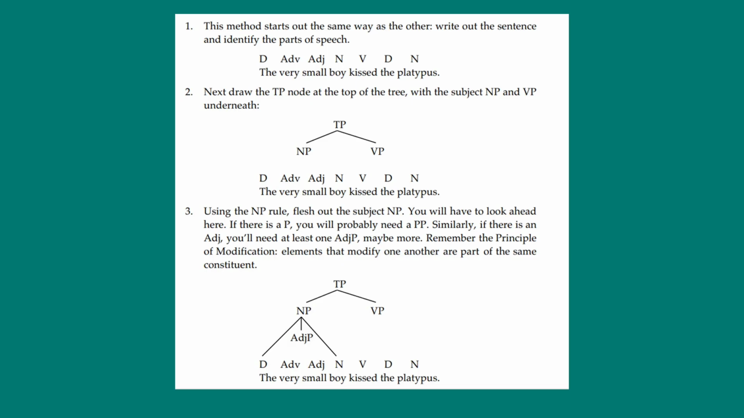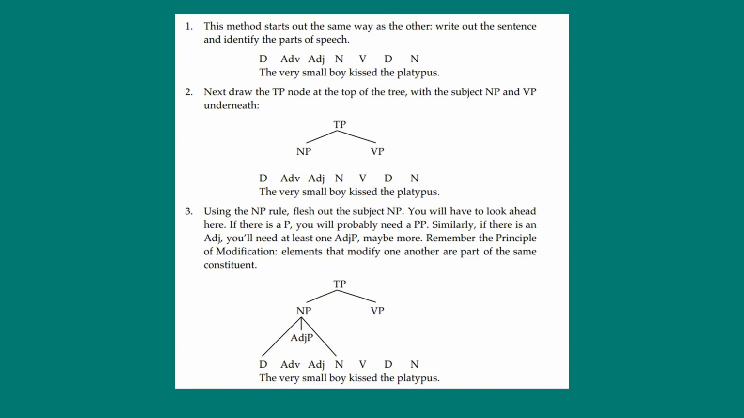So you have to bear in mind, this method starts out the same way as the other. Write out the sentence and identify the parts of speech: the very small boy kissed the platypus. Next, draw the TP node at the top of the tree with the subject NP and VP underneath. Using the NP rule, flesh out the subject NP. You'll have to look ahead here. So if there is a P, you'll probably need a PP. Similarly, if there is an adjective, you'll need at least one adjective phrase, maybe more.